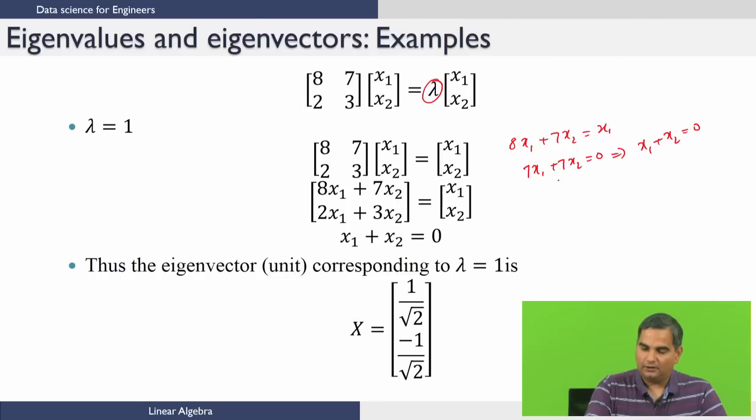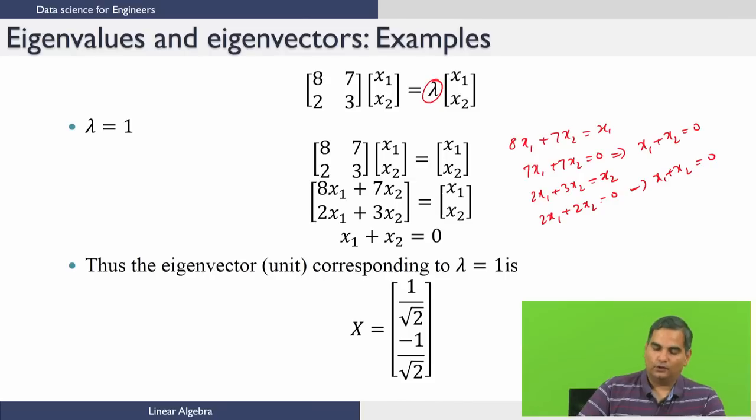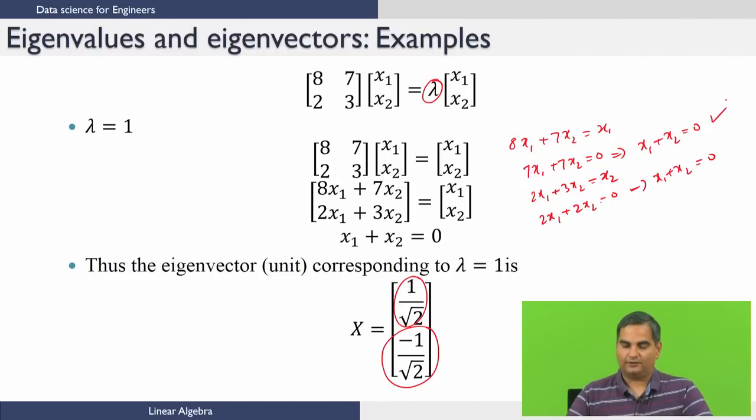If you take the second equation, you will see that it is 2x1 plus 3x2 equals x2, which basically says 2x1 plus 2x2 equals 0, which also is x1 plus x2 equals 0. So both these equations turn out to be the same. Now any solution where x2 is the negative of x1 would be an eigenvector. What we do is the following. Of all of those solutions, we also make sure that we get an eigenvector which has unit magnitude. So if you notice here the eigenvector that we get, x1 and x2, you notice that x2 is minus x1 or x1 is minus x2, which is what will satisfy this equation.